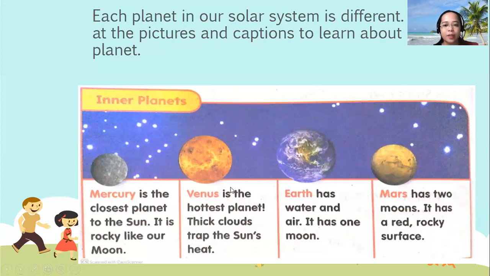Next, you have Earth. Earth has water and air. It has one moon, like we know. Mars has two moons. Can you imagine? Mars got two moons. It's so cool. It has a red rocky surface.